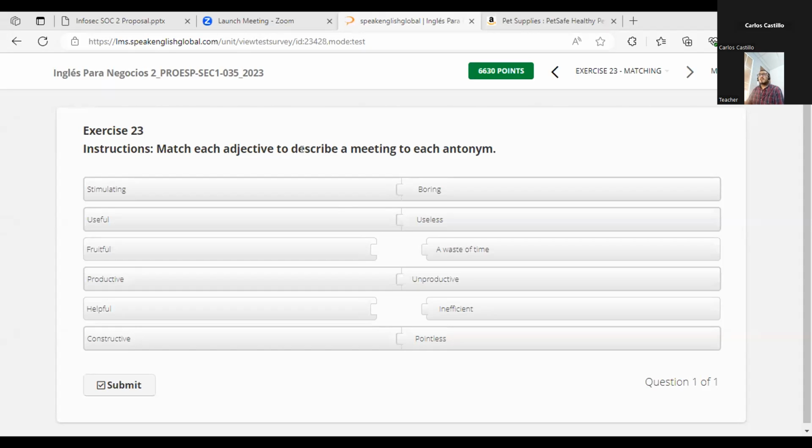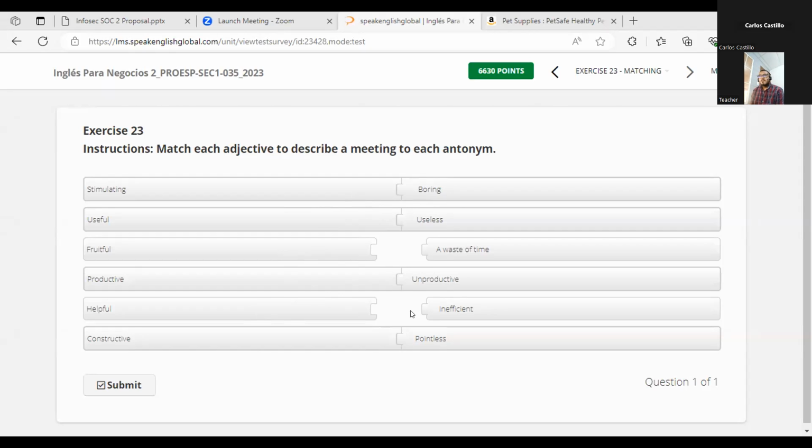I am now. Okay, so to me, the antonym of useful is useless. This one is stimulating, that would be boring. Productive, to me, that's unproductive. Constructive, to me, is pointless. And then I have these two, helpful and fruitful.